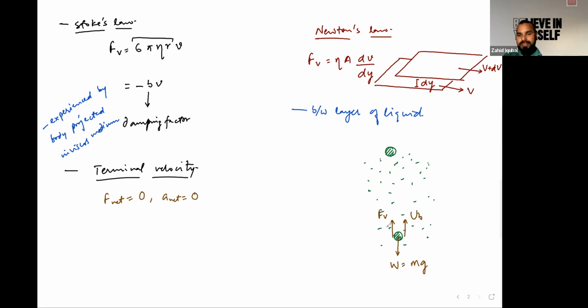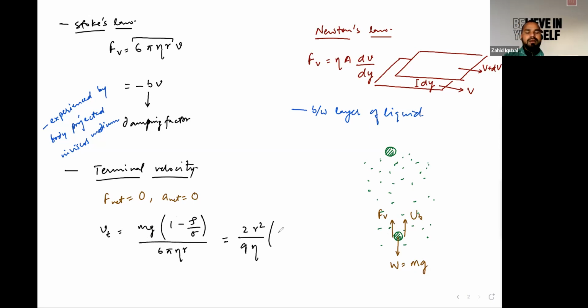If you equate the net force to zero, the total upward force and total downward force must be equal. So you'll get terminal velocity equals m times g times (1 minus sigma) divided by 6 pi eta r. It may also be written as 2r squared over 9 times eta, times (sigma minus rho) times gravity. The first expression is based on the mass of the body and the second expression is based on the radius of that particular body.